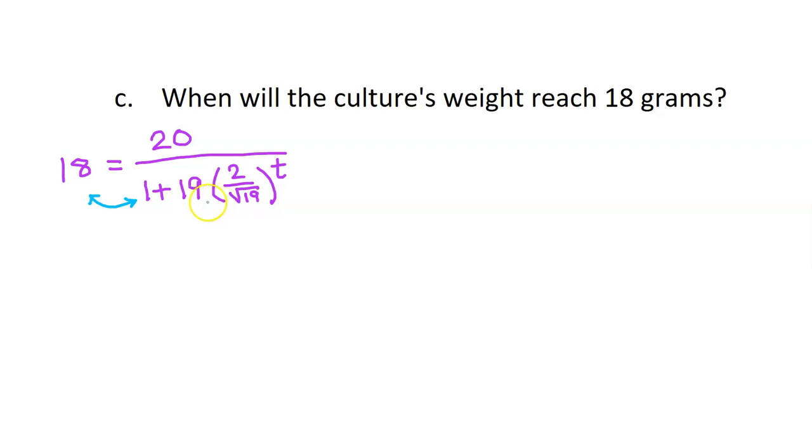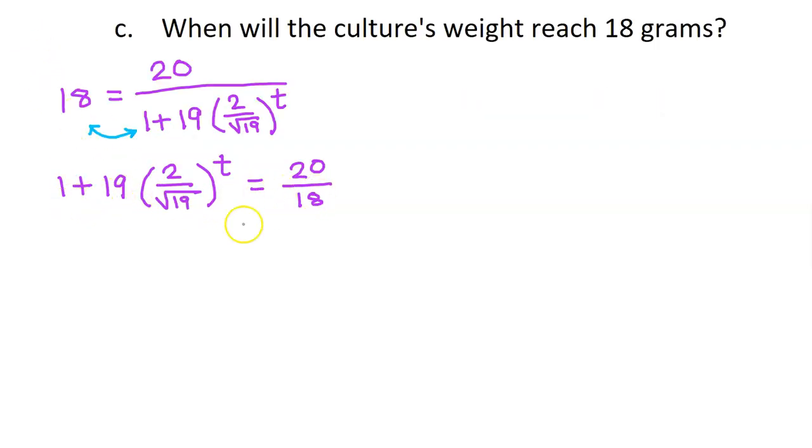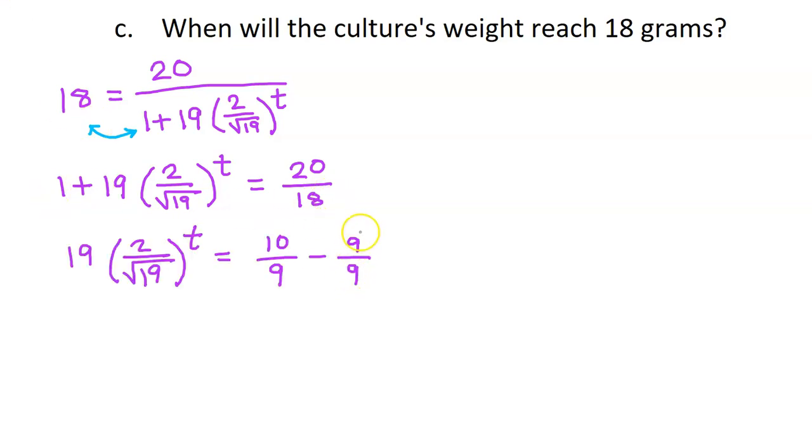We can swap the denominator with the 18. So now we have this. On the next step, I'm going to reduce the fraction to 10 over 9 and subtract 1 from both sides. I'm subtracting 1 here, but instead of writing 1, I wrote 9 over 9. So you can easily see that 10 over 9 minus 9 over 9 is 1 over 9. Remember, we are trying to solve for t.